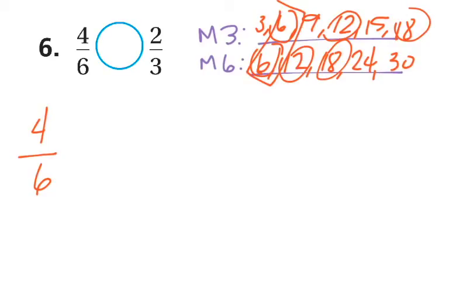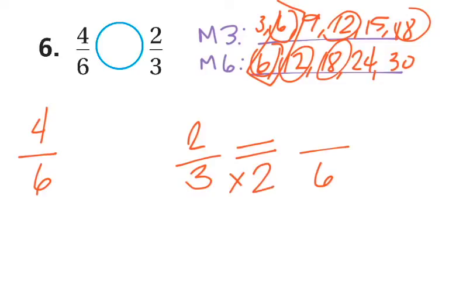So I'm not going to have to change my denominator of 4/6. I'm not going to change that fraction. I'm going to keep it that way. But 2/3, I'm going to have to make into an equivalent fraction with the denominator of 6. So 3 times what equals 6? 3 times 2. So if I multiply my denominator by 2, I multiply my numerator by 2. And I now have 4/6, because 2 times 2 equals 4.